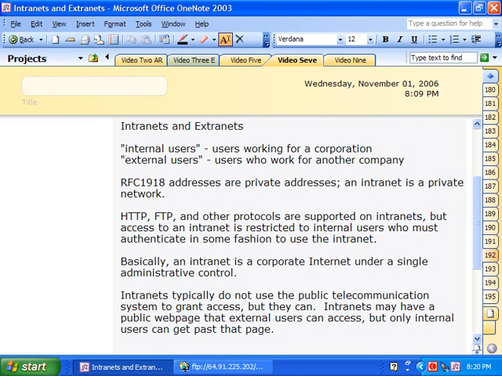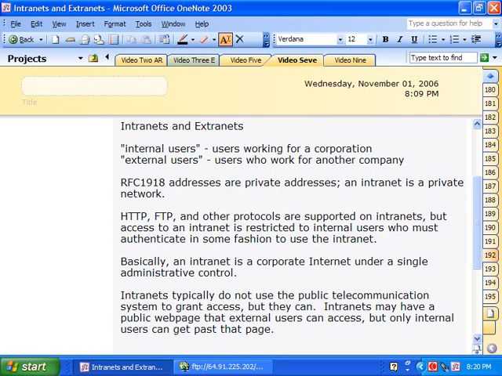Now, we talked earlier about an RFC 1918 address being a private address. Well, an intranet is a private network. It's really like a private internet. You're going to have all your usual internet protocols, HTTP and FTP up on the whiteboard. You're going to be using all your other ones. Those are all supported on intranets. But access to an intranet is restricted to internal users who must authenticate in some fashion to use that intranet.